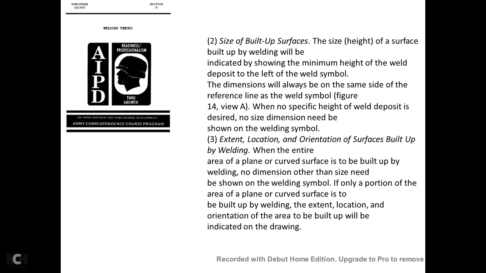2. The size of built-up surface. The height of the surface of the built-up welding is indicated by showing the minimum height of the weld deposit to the left of the weld symbol. The dimension will also always be on the same side of the reference line of the welding symbol.